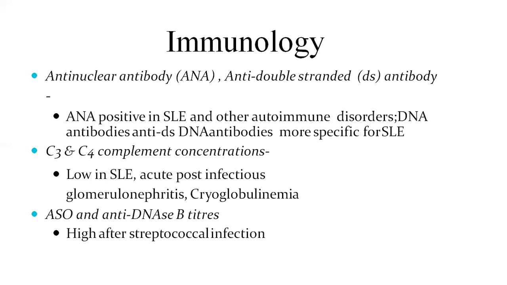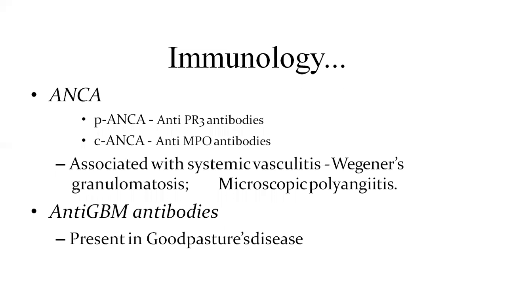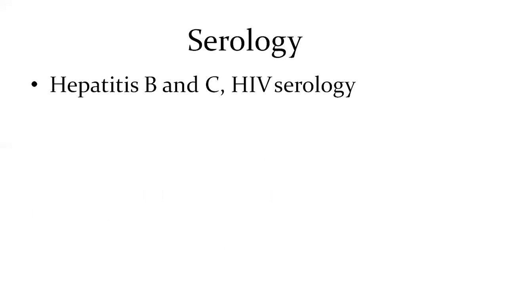ASO and anti-DNase B titer are high after streptococcal infection. ANCA might also be present, associated with systemic vasculitis and Wegener's granulomatosis, as we have considered a number of times, and anti-GBM antibodies are present in Goodpasture's disease. Serological testing for hepatitis B and C and HIV serology may also be done.